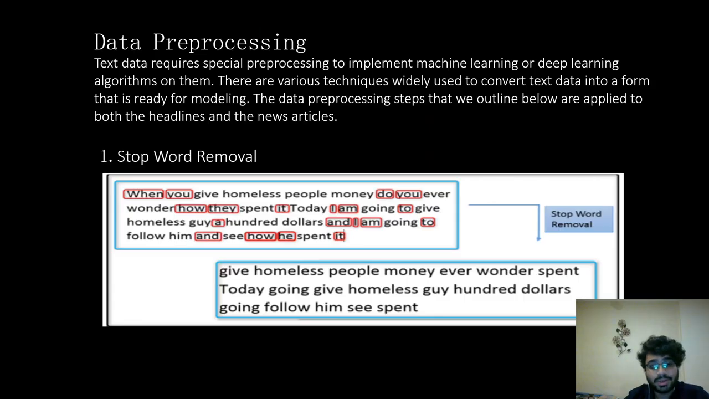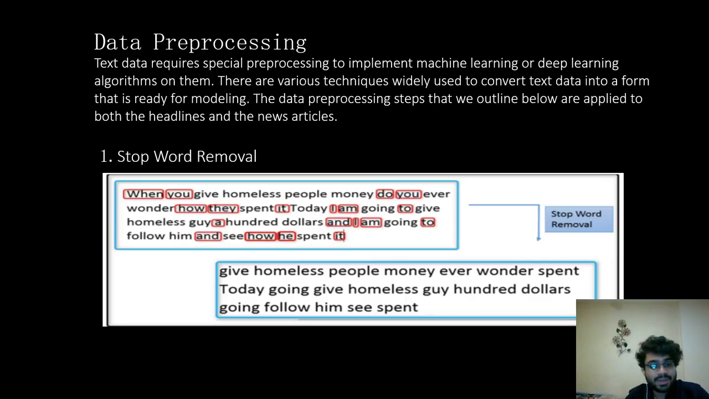Text data requires pre-processing to implement machine learning or deep learning algorithms on it. There are various techniques widely used to convert text data into a form that is ready for modeling. We first start by removing stop words from the text data. Stop words are the most common words in a language which do not provide much context. These words can be conjunctions or prepositions like and, to, but, from, etc. These words need to be filtered out and removed so that they don't harm the processing time.